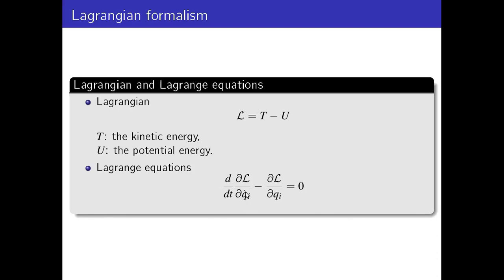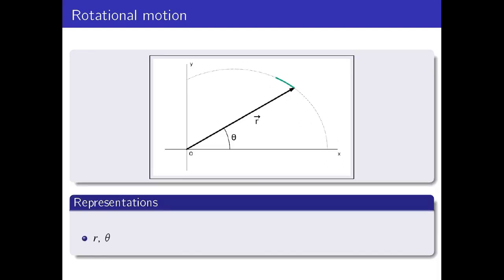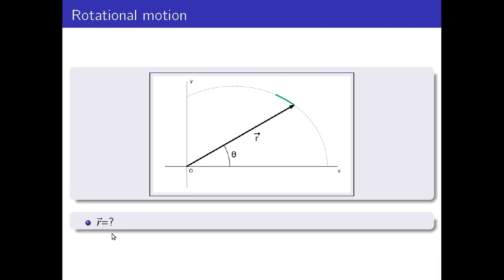the time derivative. For rotational motion, if motion takes place in a plane, one can define the motion with two variables in polar coordinates, r and theta. In this case, r and theta are the generalized coordinates. It is possible to use different representations to describe the rotational motion. We will follow the convention and use two different representations. The first one is considering r and theta as functions of time, and the second one is considering r as a function of theta. We need to write the position vectorially, which requires unit vectors.